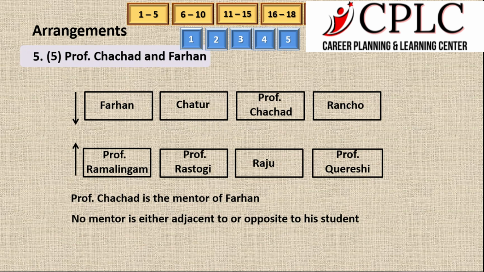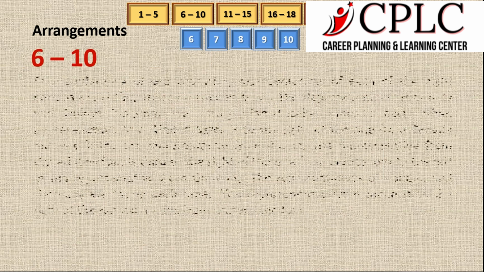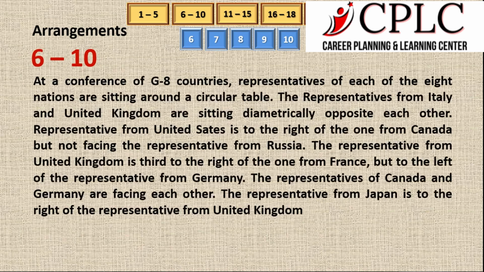Be very careful with parallel rows. The second set is also something similar to this, which talks about circular arrangement. So again, I'll request you to pause this, go through this data, try to solve this, and then see the video solution of this.